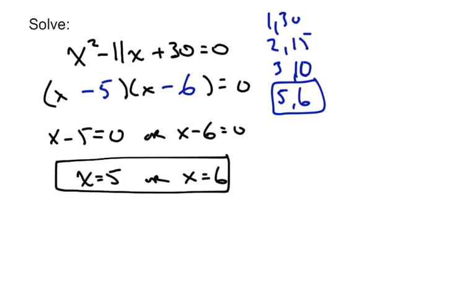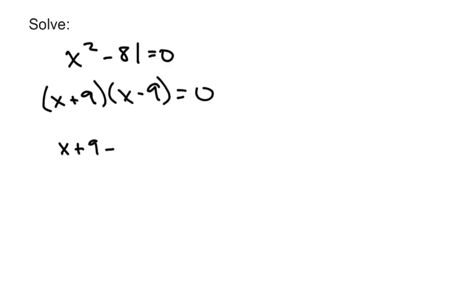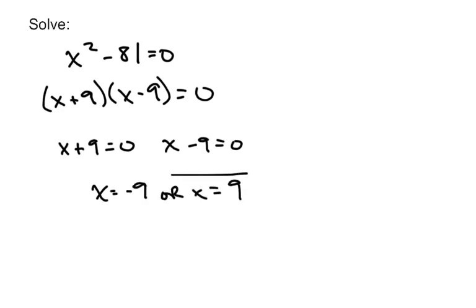There's our solution. We could have one of those special products. Here we have the difference of two squares, so it's easier to factor. X plus 9, x minus 9. Set each factor equal to 0 and solve. Either x equals negative 9 or x equals positive 9.